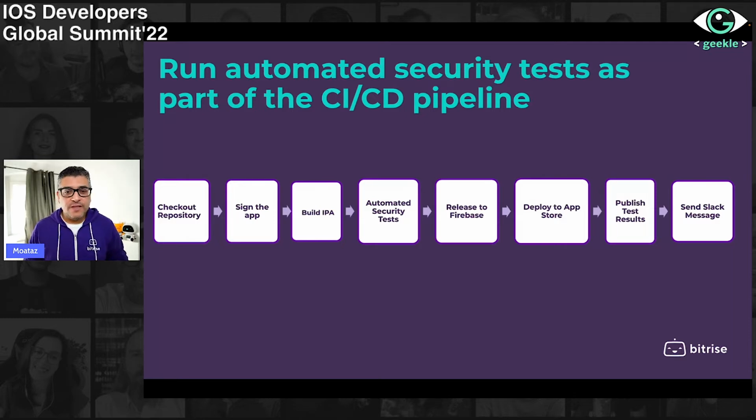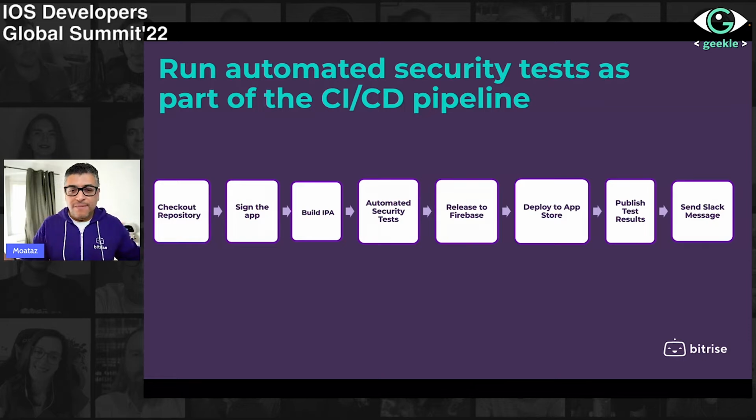So now let's assume that we already have a pipeline and we need to inject security into our CI/CD pipeline. For example, inside our pipeline or workflow, we check out the repository, sign the application, build the IPA or the iOS application, and run the automated security testing. So now we added security testing as a gate or a check. If it passed, okay, we will continue. If it failed, we will not continue releasing the application, for example, to our beta testers on Firebase, or we will not deploy it to the App Store, or not publish the test result. Or maybe we can publish the test result even if it includes failed test cases, and send us a notification, for example.